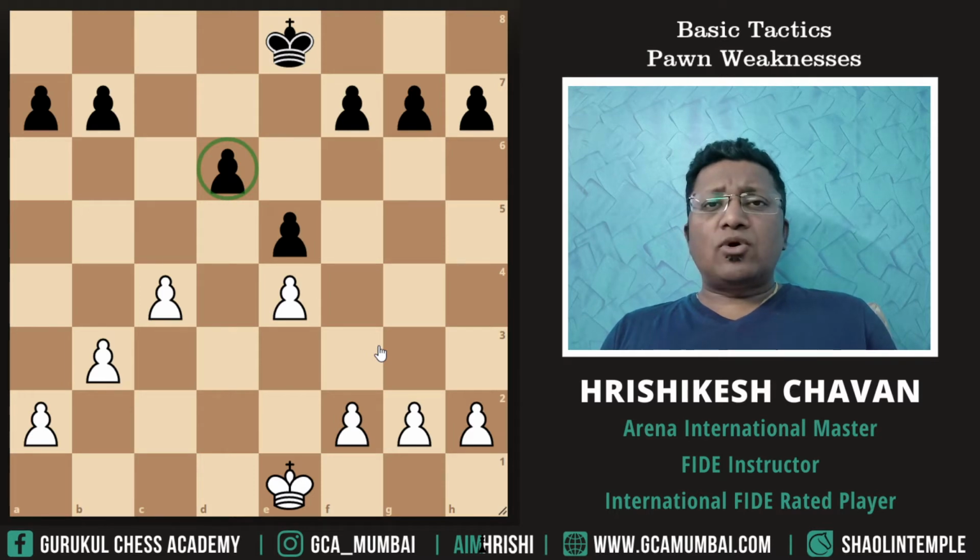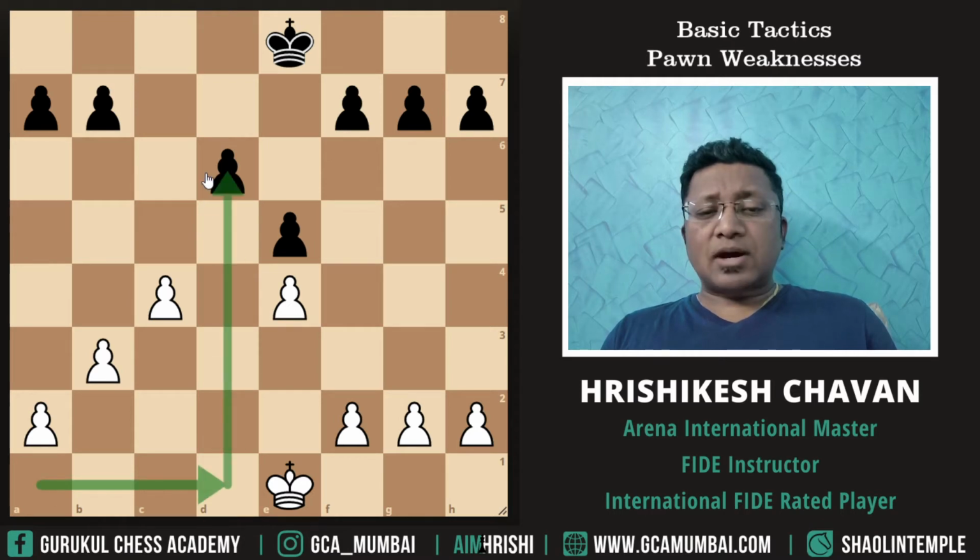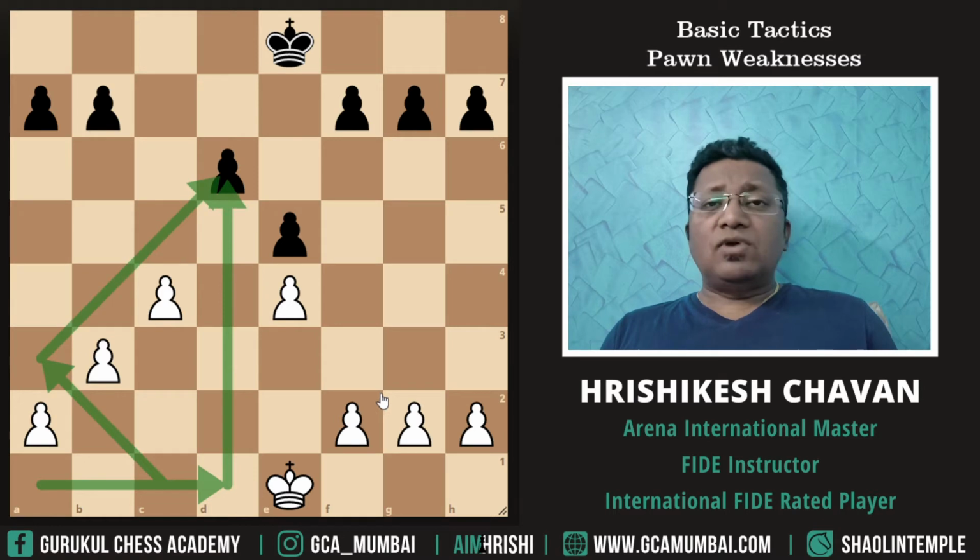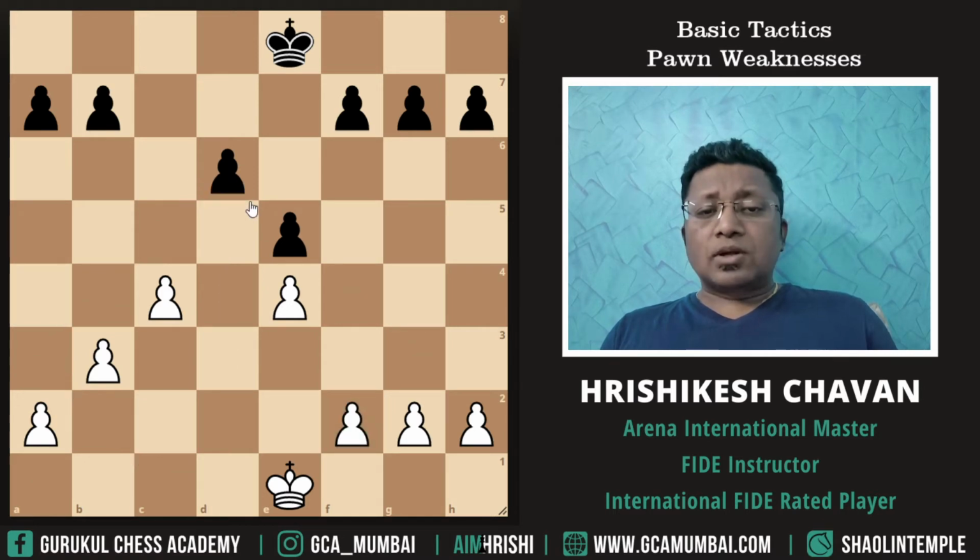The meaning of a backward pawn is a pawn which is not supported by any pawn and which cannot be pushed ahead. So the pawn which cannot be pushed forward is called a backward pawn. What white can do is line up his pieces against the backward pawn, and then one fine day this pawn will fall. Also, the square in front of the backward pawn is weak.